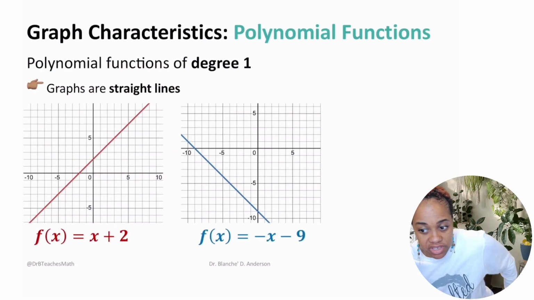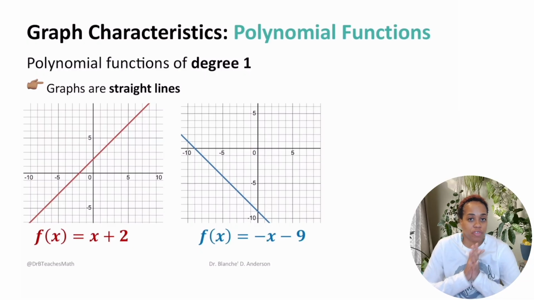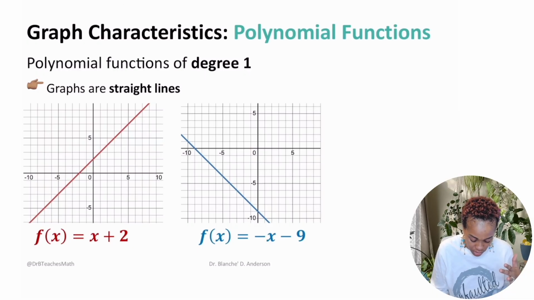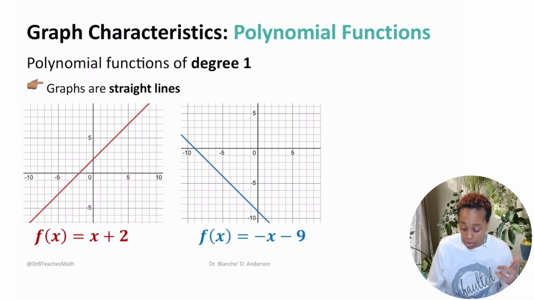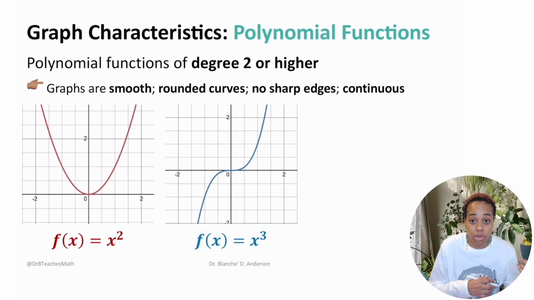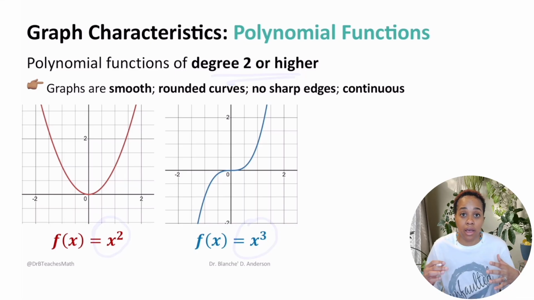Graph characteristics of polynomial functions. You're very familiar with linear functions, which are the straight lines. Those will have a degree of 1. If you look at the x, notice that the exponent, remember these are understood ones, you don't write them, so they have a degree of 1. Other polynomial functions that have a degree of 2 or higher, like your x squareds and your x cubes, are going to be smooth.